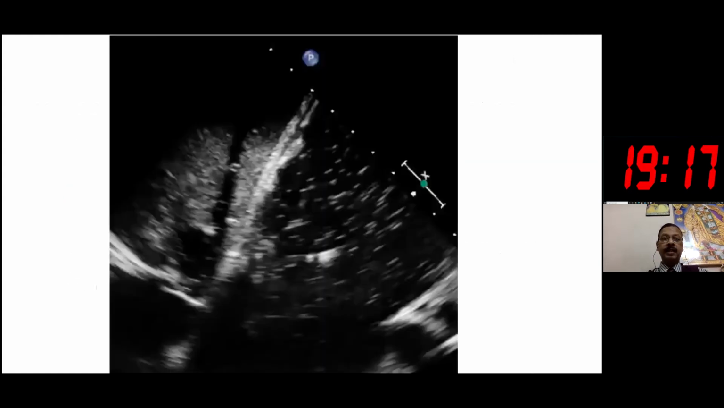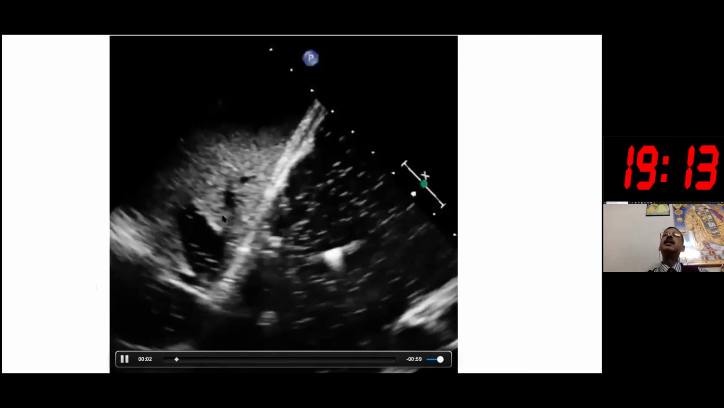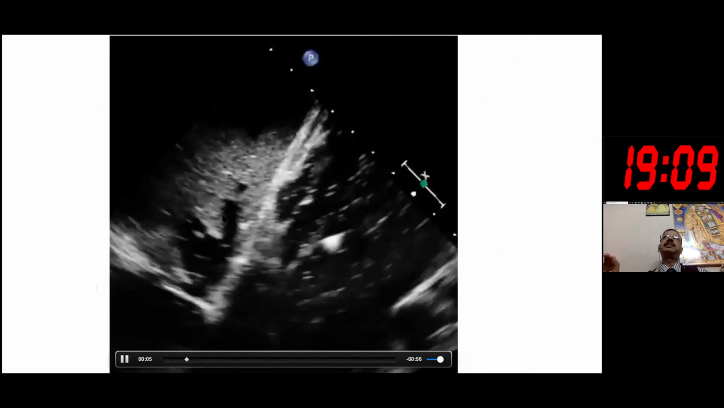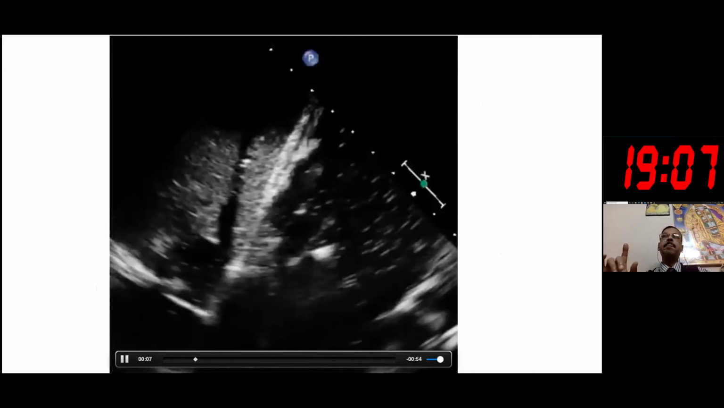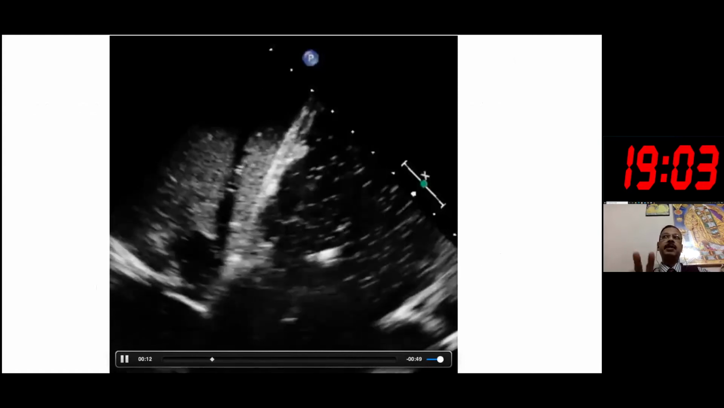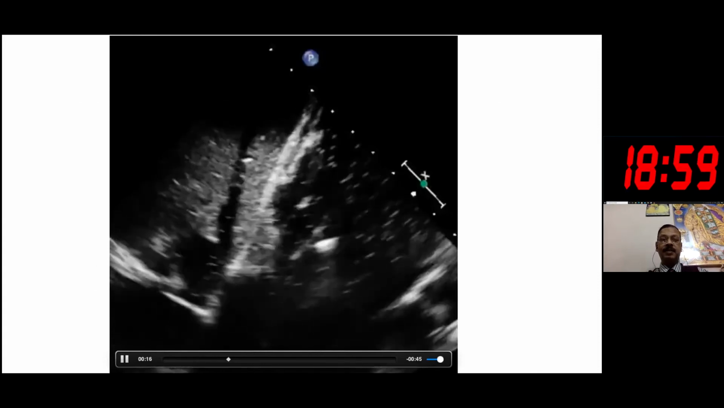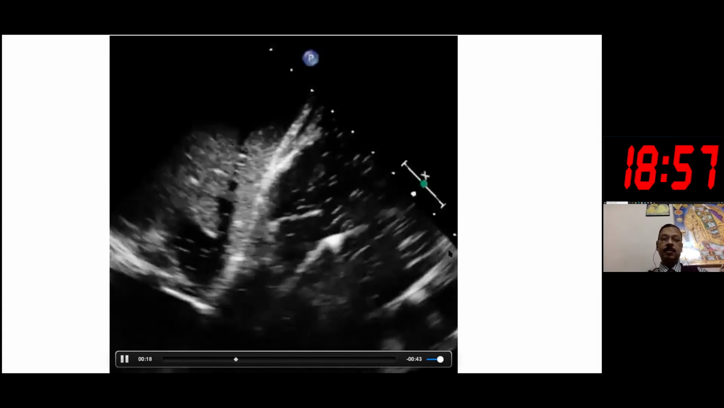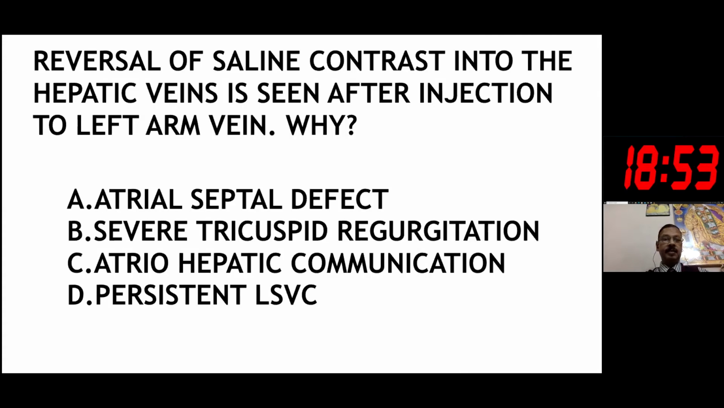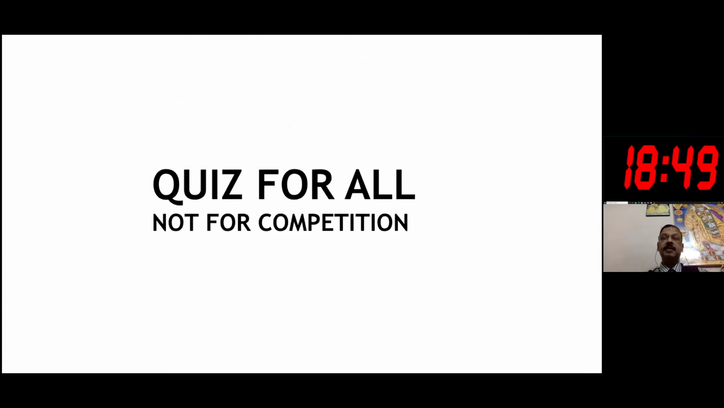See, whenever there is a saline contrast, if there is saline in the hepatic vein, it is almost always due to severe tricuspid regurgitation. Remember, in fact, before in one of the seminars, somebody showed this type of slide, and I thought somebody had learned from it, and this is because of the tricuspid regurgitation. So this is indicating severe tricuspid regurgitation.